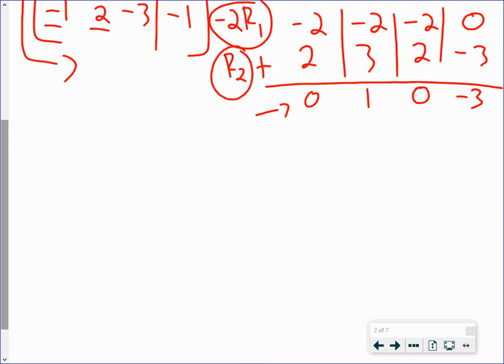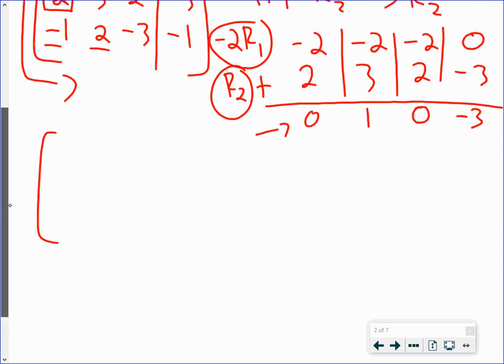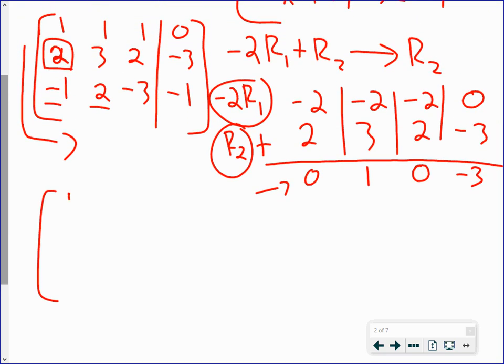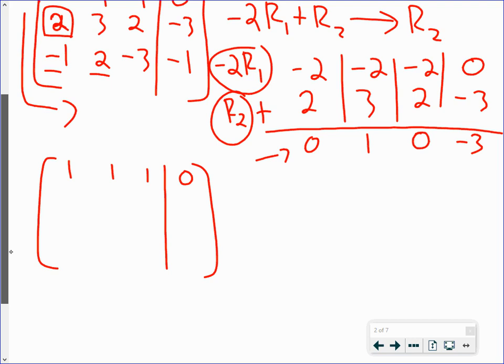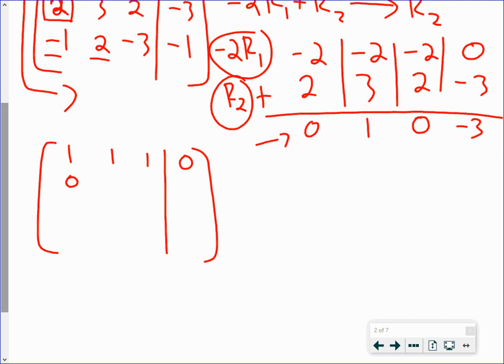So let's go ahead and rewrite our matrix with our new row. The very first row is 1, 1, 1, 0. The second row is what we just solved for, 0, 1, 0, -3. And the third row is -1, 2, -3, and -1. The first row and the third row are still the exact same. We didn't mess with them. The only thing we changed was the second row.